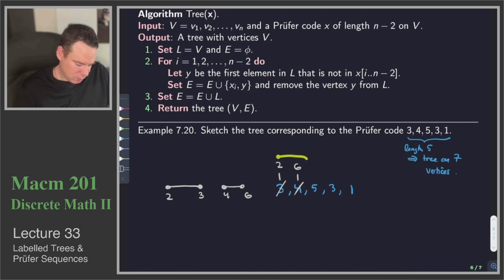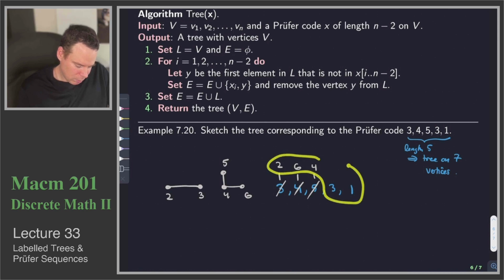Now what's the smallest label that doesn't appear in this list? Well, I got a 1, a 2, a 3. I don't have a 4 now. So we've got a 4. It's got to be connected to the 5. So there's our 4 and 5, and I can get rid of that. And then I just keep going.